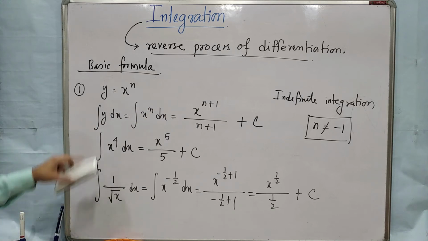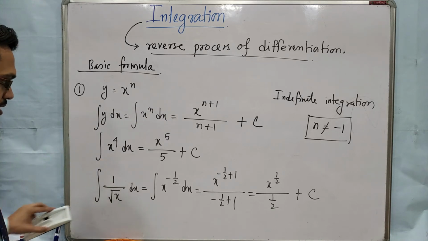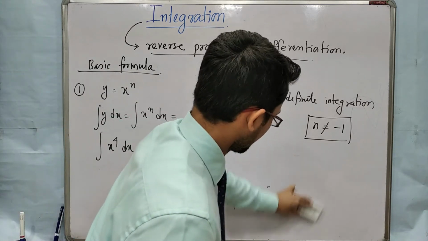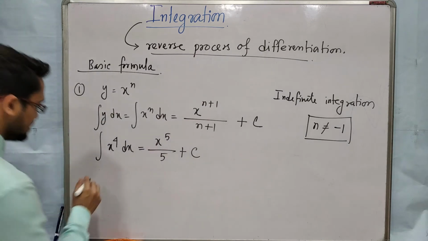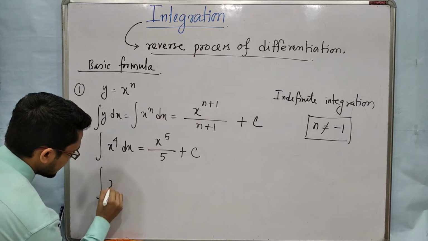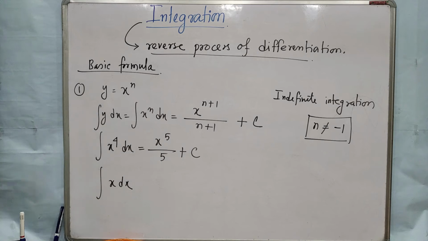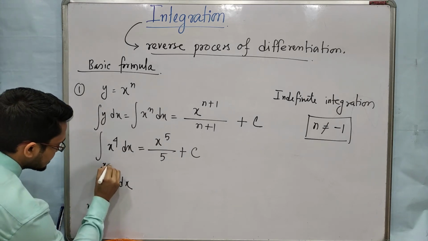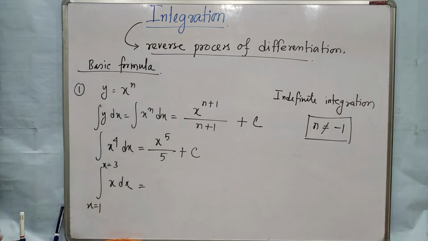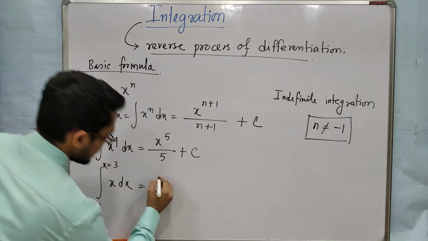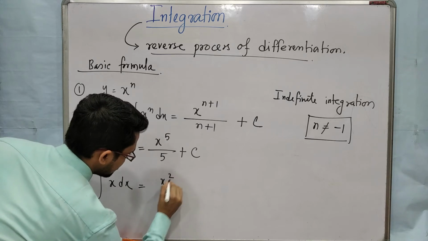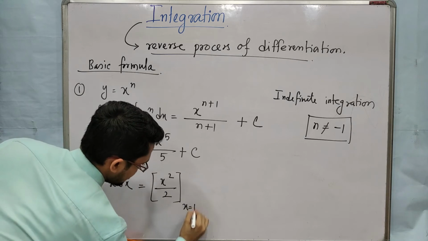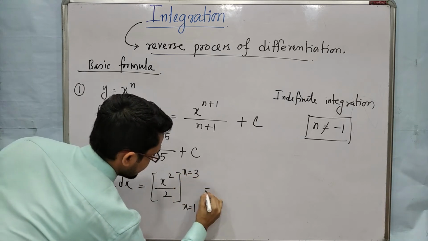Now suppose limit is given. I am giving a simple one and I am showing how to use that limit. So suppose integration x dx, simple x dx, and the limit is x equal to 1 to x equal to 3. First we will do the integration. x dx means x to the power 1 plus 1, 2, by 2 within third bracket, then write x equal to 1, x equal to 3.